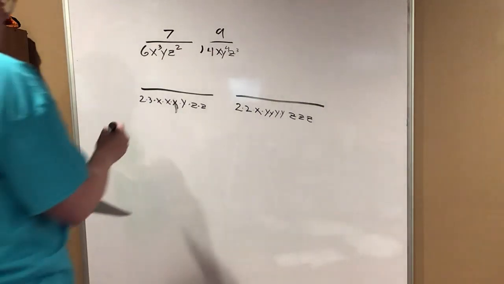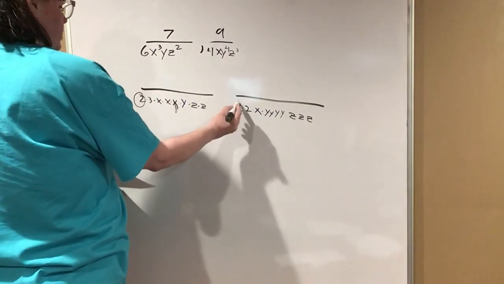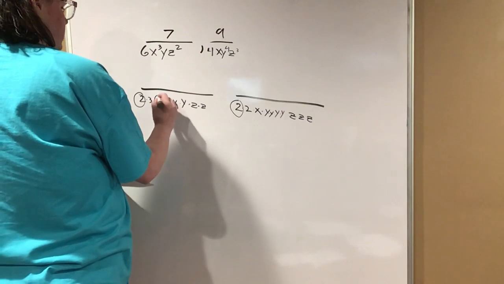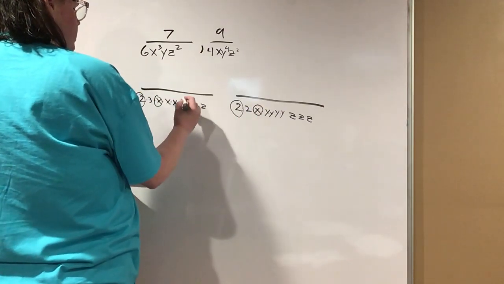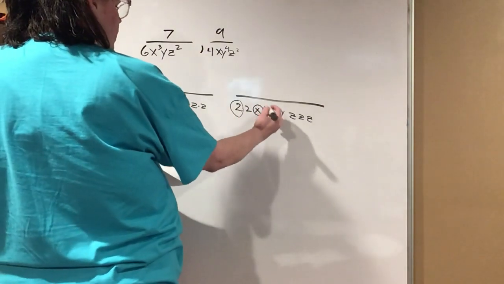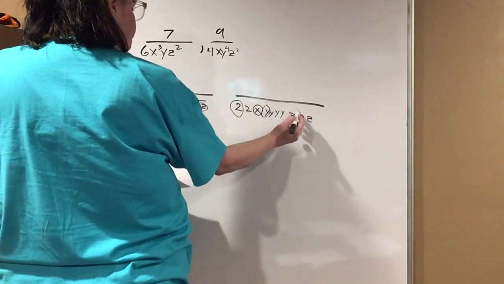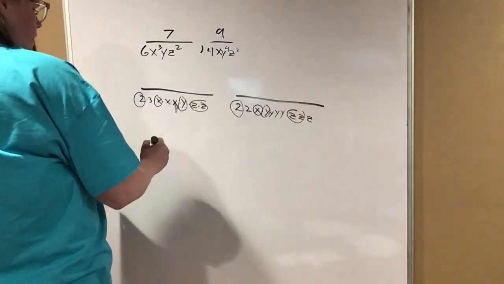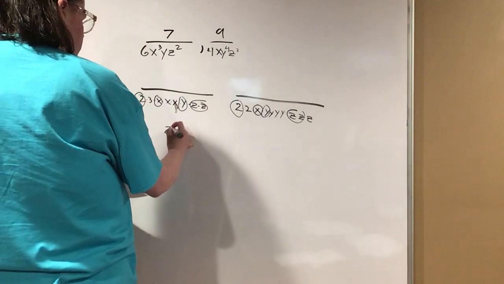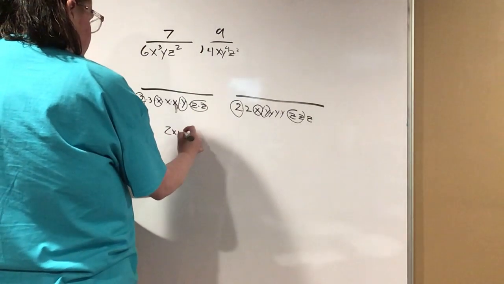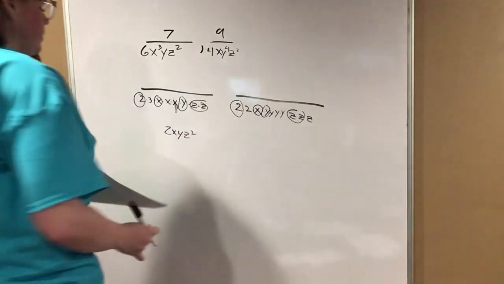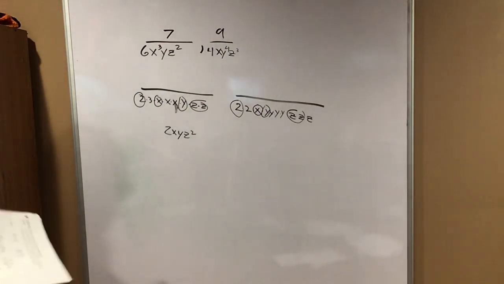So I know that this has a 2, this has a 2, this has an x, this only has 1 x, this has 1 y, so 1 y, but 2 z's. So my least common denominator here is 2xyz squared. So that's my least common denominator.